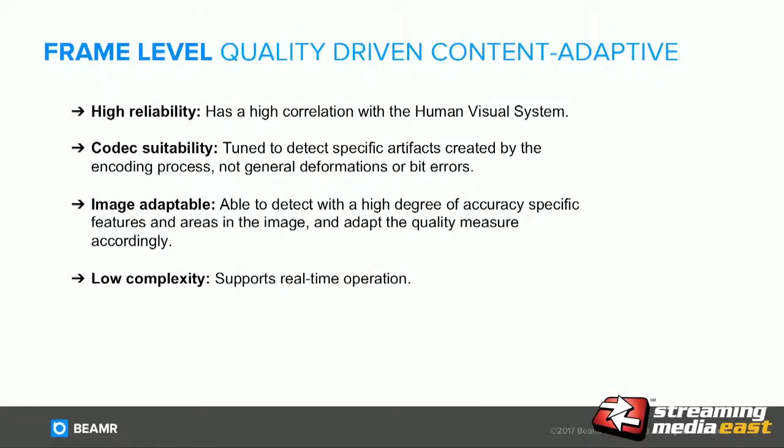The first is high reliability, extremely high correlation with the human visual system. And if you have any experience with PSNR, SSIM, or any other quality measures that have been developed, commercial or academic or otherwise, they all tend to fall down at some point. Ours has been proven to have extremely high correlation. As I mentioned, we're in use from Blu-ray all the way to user-generated content. So high reliability is very, very important, and we've designed for that.